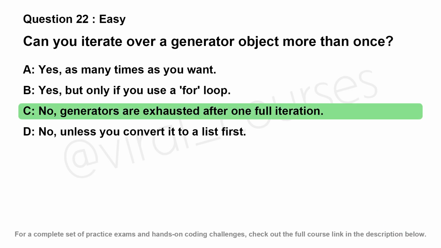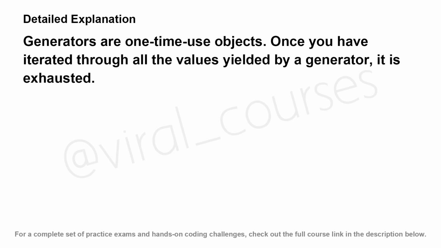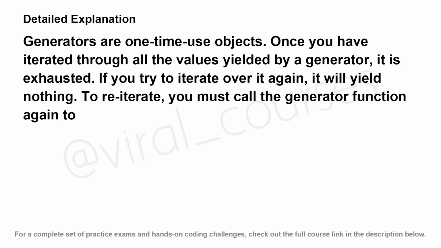The correct answer is C. Generators are one-time use objects. Once you have iterated through all the values yielded by a generator, it is exhausted. If you try to iterate over it again, it will yield nothing. To reiterate, you must call the generator function again to create a new generator object.